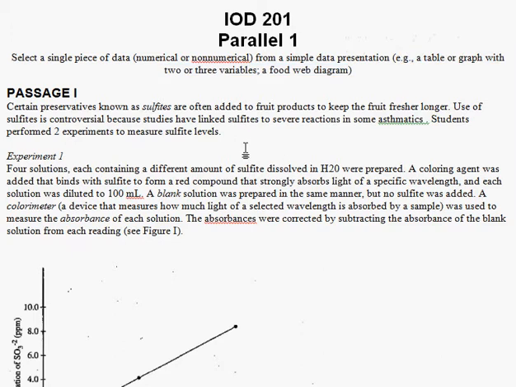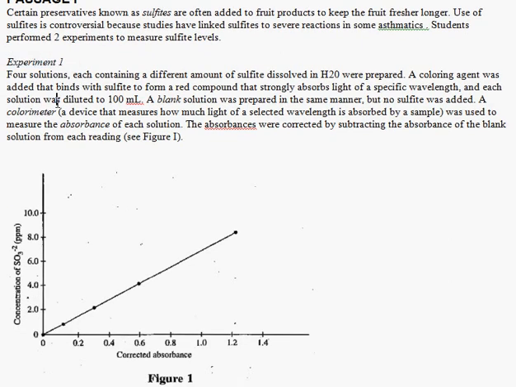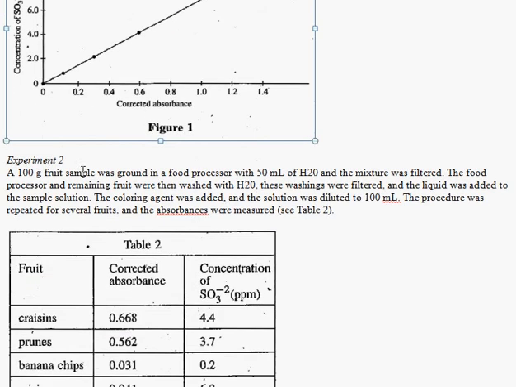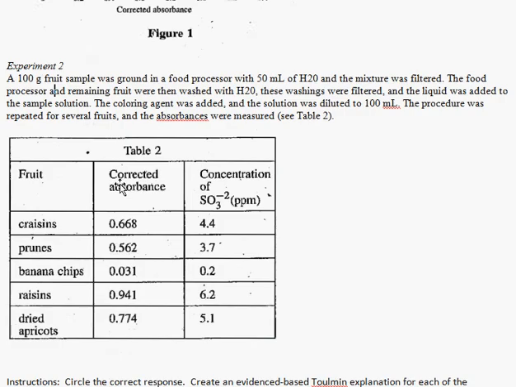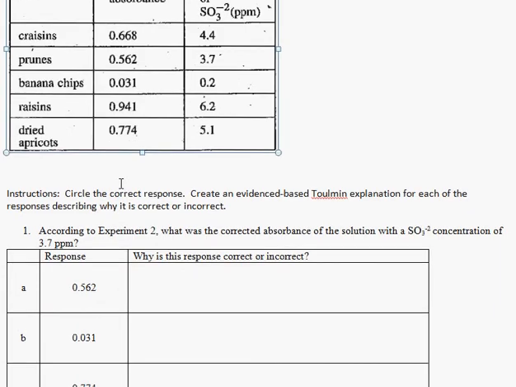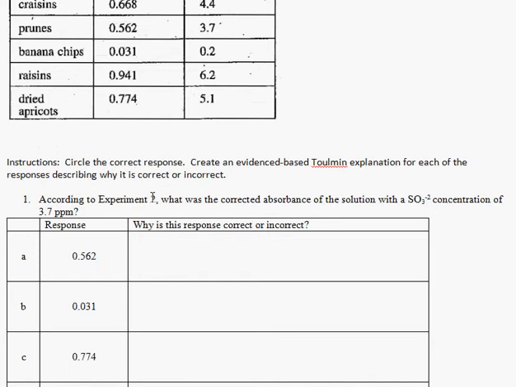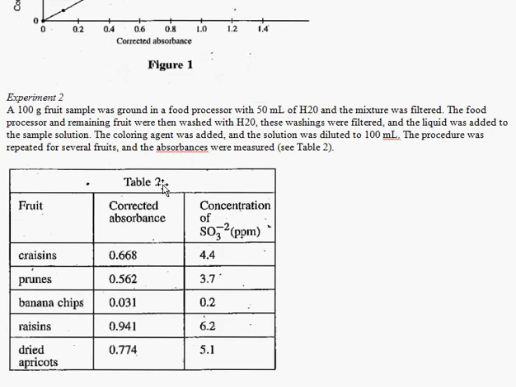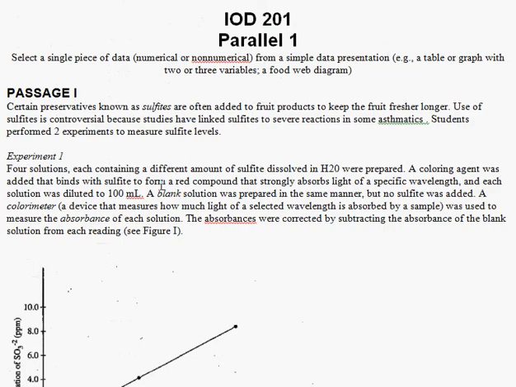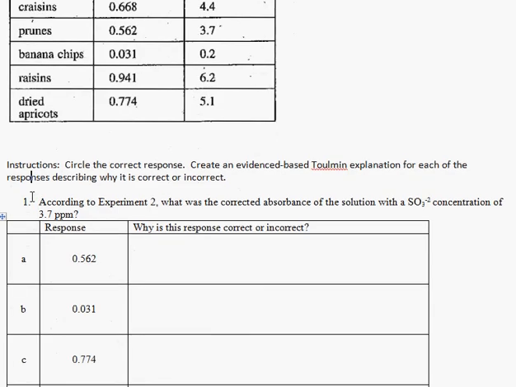Okay, so first thing we do, scan the passage. Here's the title, there's some text. We've got one experiment with some text and a graph. We got one experiment number 2 with some text and a table. And then we've got our questions. Okay, so what I'm going to do is take a look at the first question.